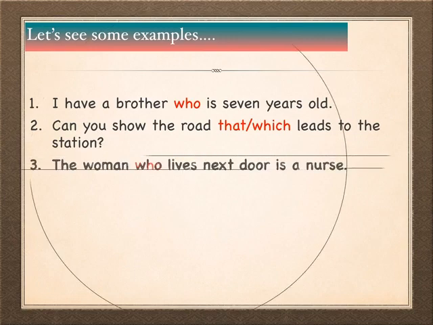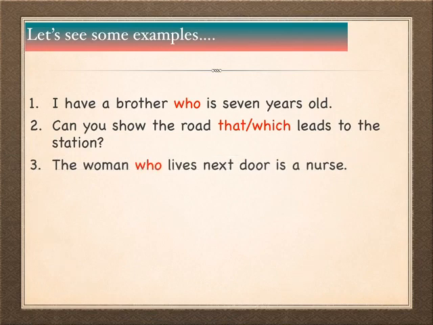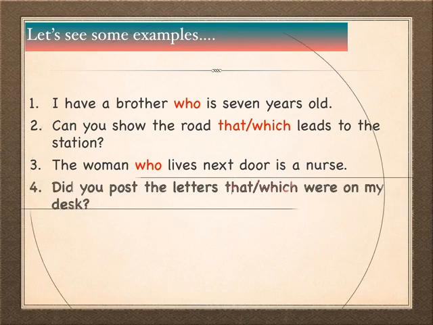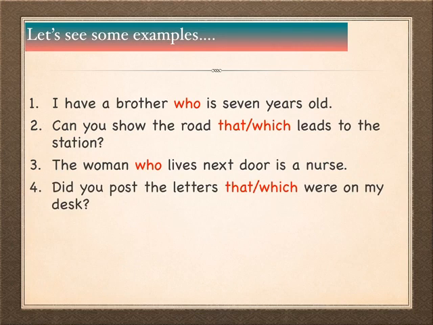Let's see the third one. The woman who lives next door is a nurse. So here the relative pronoun who is placed before the noun woman, who is a person or a human being. Fourth one. Did you know the letters that or which were on my desk? So again I have used that or which in option because they both can be used when we are talking about non-living things, and over here the noun letters is the non-living thing.